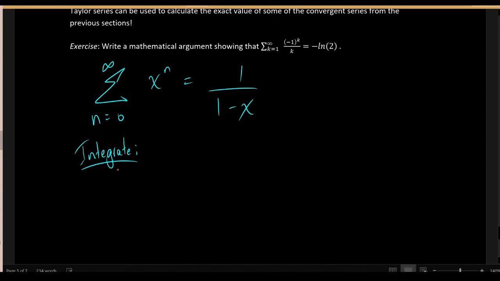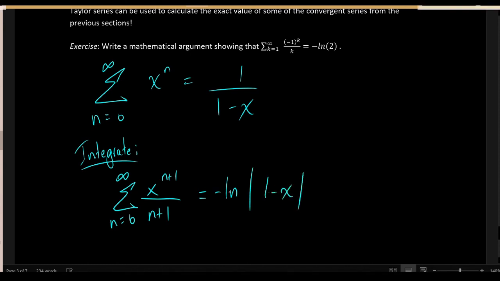I'm going to try and take the antiderivative to try and obtain a quantity that has the natural log in it. So if I integrate the left side, I have the sum as n goes from 0 to infinity, x to the n plus 1, divided by n plus 1 by power rule. And on the right side, I have the natural log of the absolute value of 1 minus x with a negative sign in front of it.